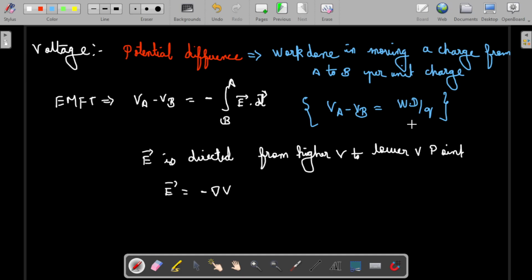Next class we will be discussing more on the electric field, potential, and everything, and there I will relate these formulas. So don't worry, guys. For now, make sure you are able to understand all the fundamental properties and charges.